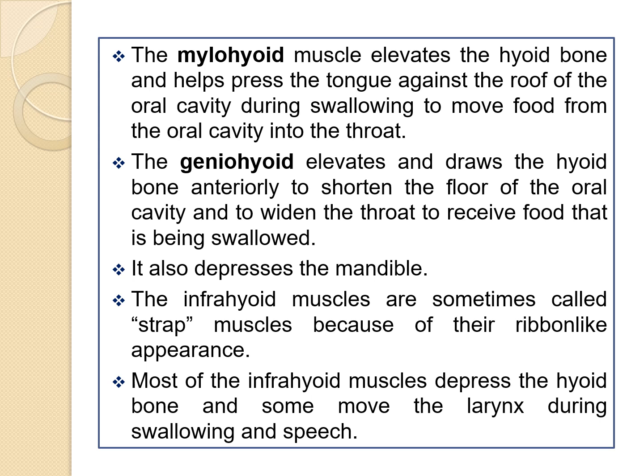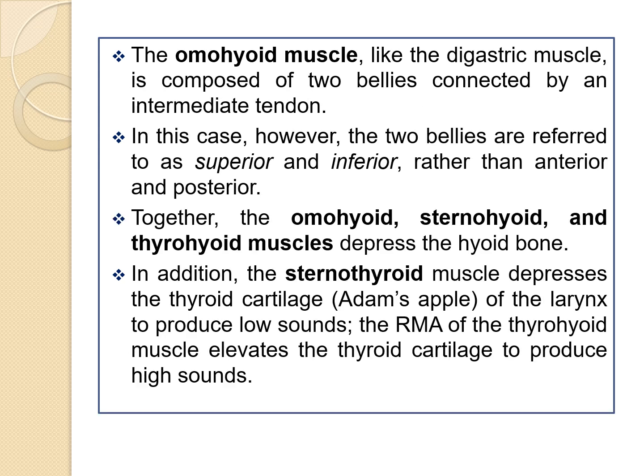The infrahyoid muscles are sometimes called strap muscles because of their ribbon-like appearance. Most of the infrahyoid muscles depress the hyoid bone and some move the larynx during swallowing and speech. The next muscle is omohyoid muscle. Like the digastric muscle, it is composed of two bellies connected by an intermediate tendon. In this case, however, the two bellies are referred to as superior and inferior rather than anterior and posterior.